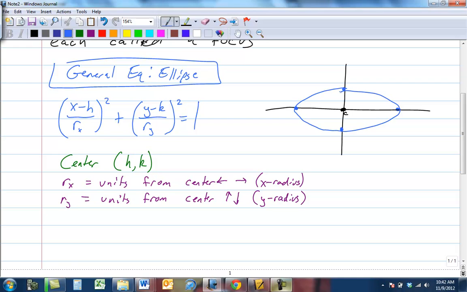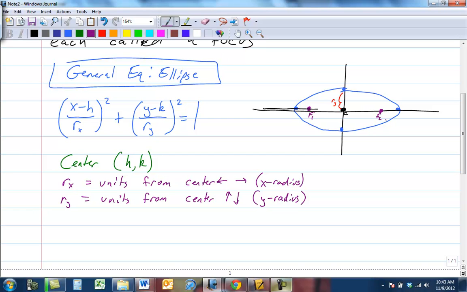It's like an oblong circle, like when I tried to draw a circle by hand yesterday, right? Anyways, all right, so again, this is r sub x right here. This is r sub y.